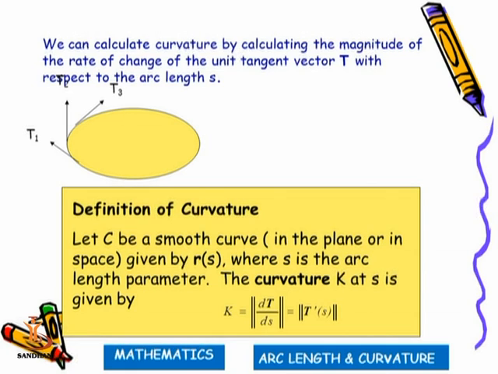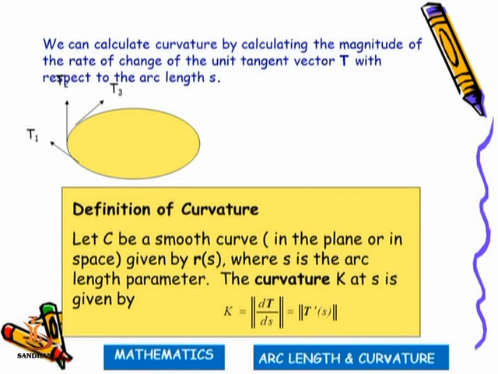So here we start to define our curvature. Is the arc length clear to you all? Then we can discuss this curvature. We can calculate curvature by calculating the magnitude of the rate of change of the unit tangent vector T with respect to the arc length s.